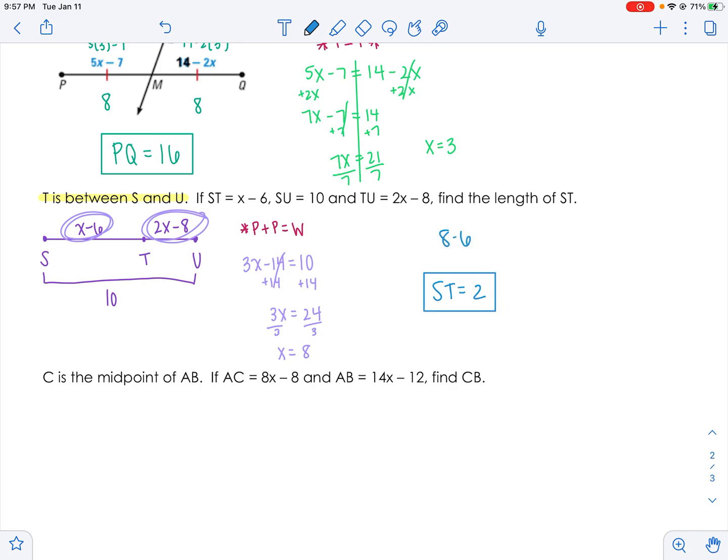And a way to check it is that if this piece is 2, well, then the other piece should be 8. So what's 2 times 8? 16 minus 8 is 8. It works out. We did it right.